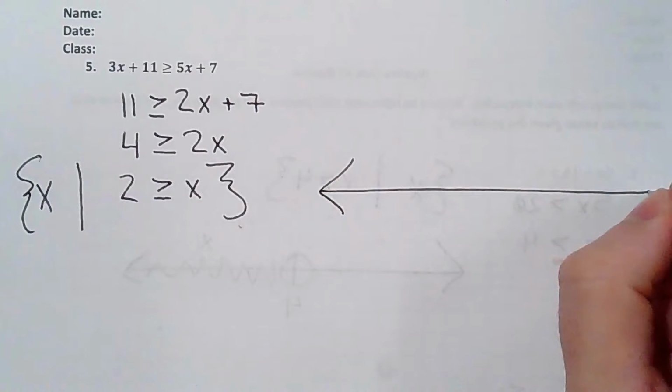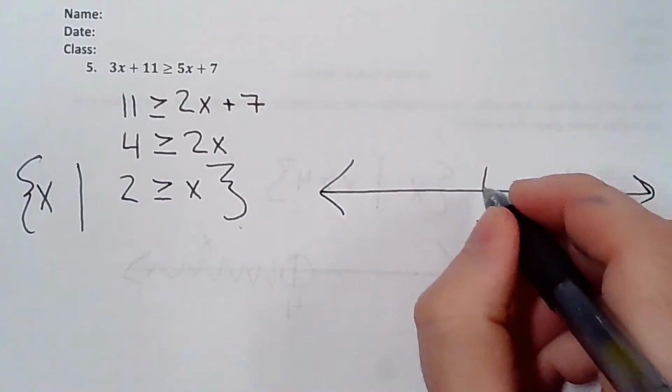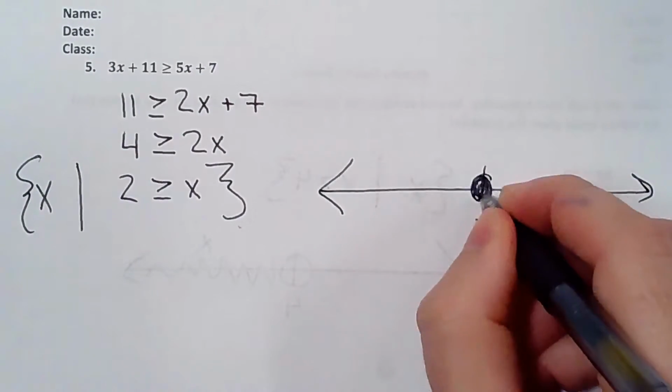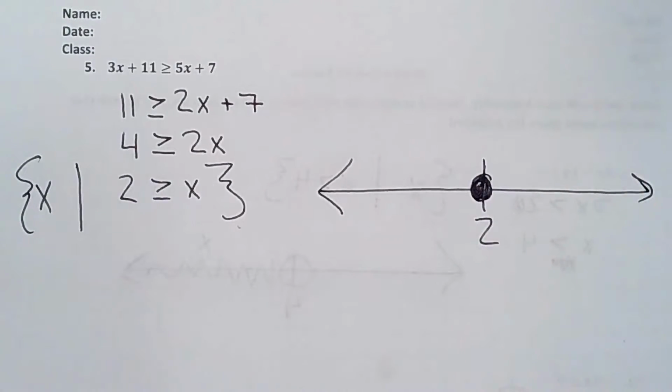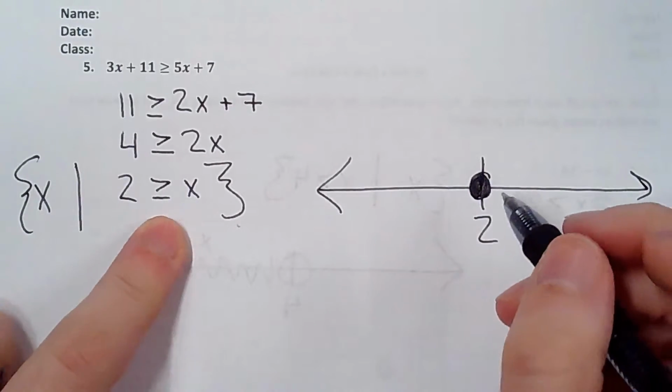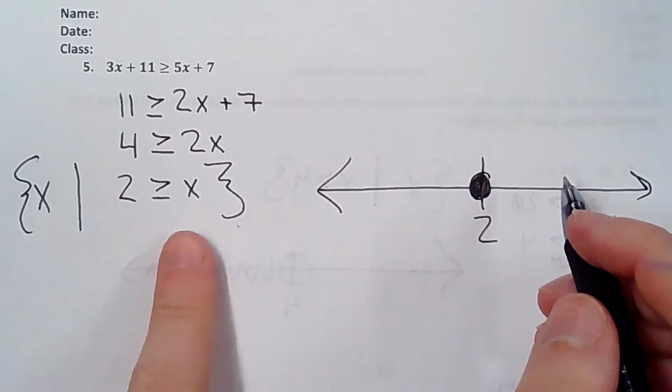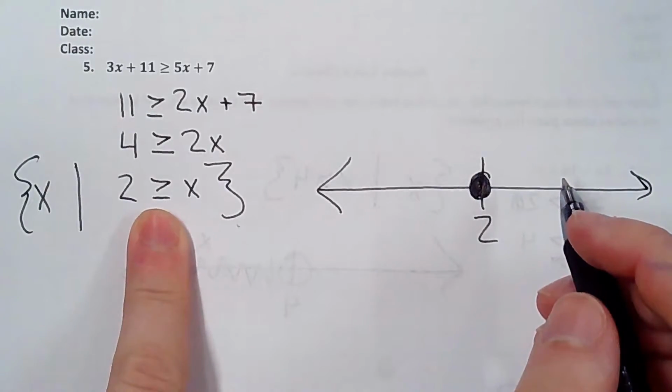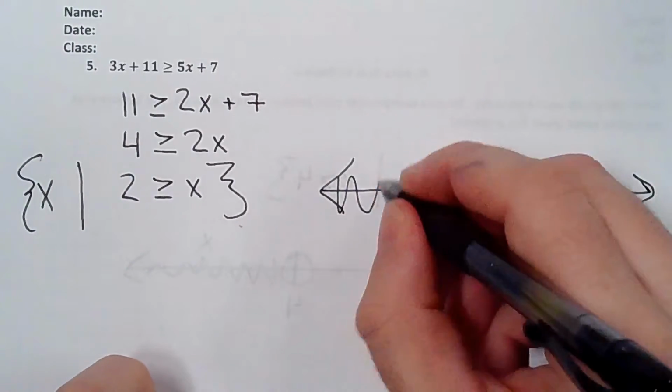Now when I graph this, we put the 2 down, close circle. Close circle and read from the variable, okay? Here's x less than or equal to 2. So less than's to the left.